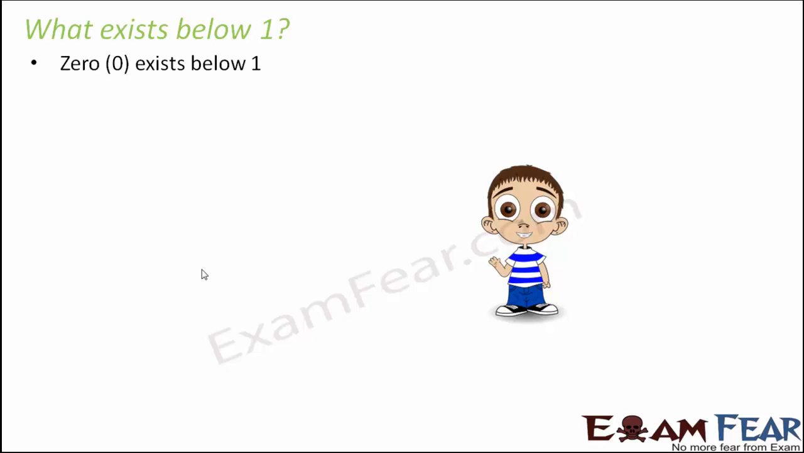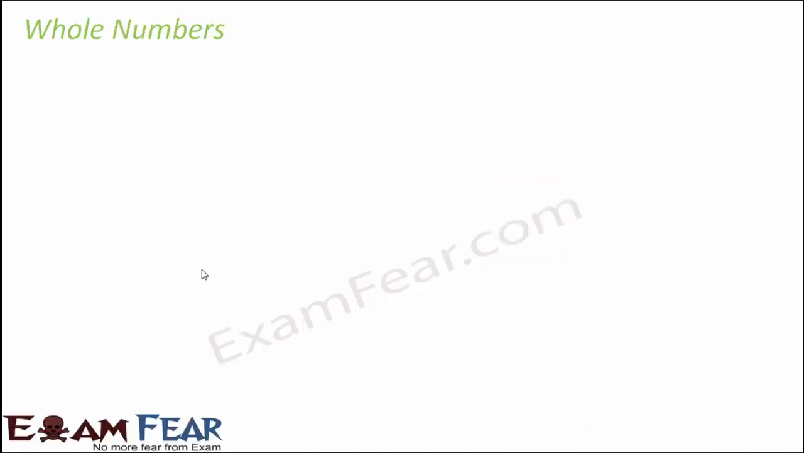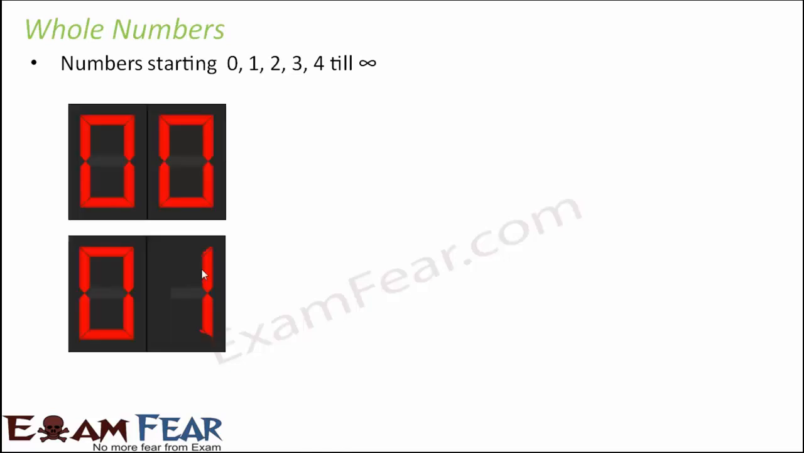But when we discuss natural numbers, we never bothered to include 0. Natural numbers start from 1. So how do we include 0 in some type of number? That is when we introduced whole numbers. Now the term whole itself means complete. So these whole numbers are nothing but the natural numbers along with 0. So these are basically numbers starting from 0, that is 0, 1, 2, 3, 4 till infinity. So all natural numbers plus 0 makes whole numbers.